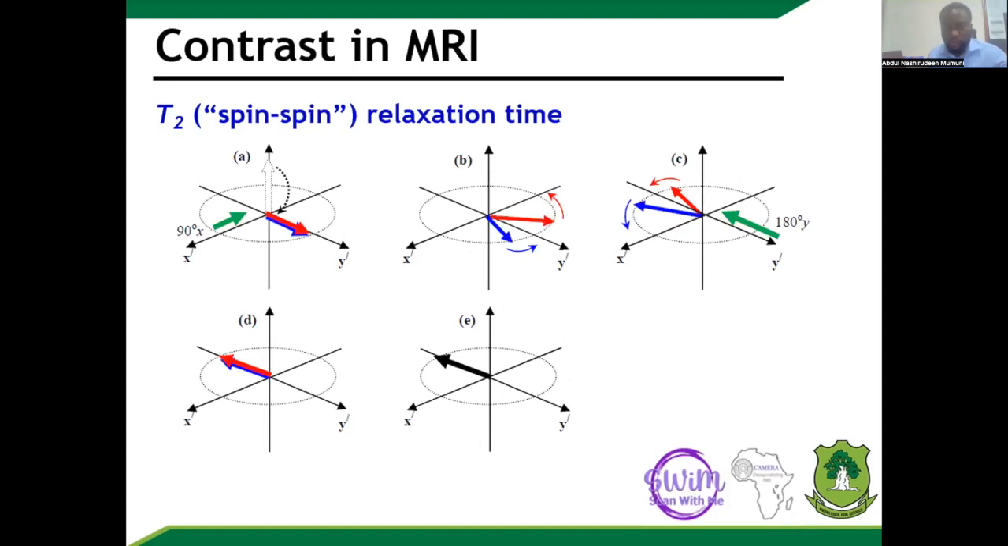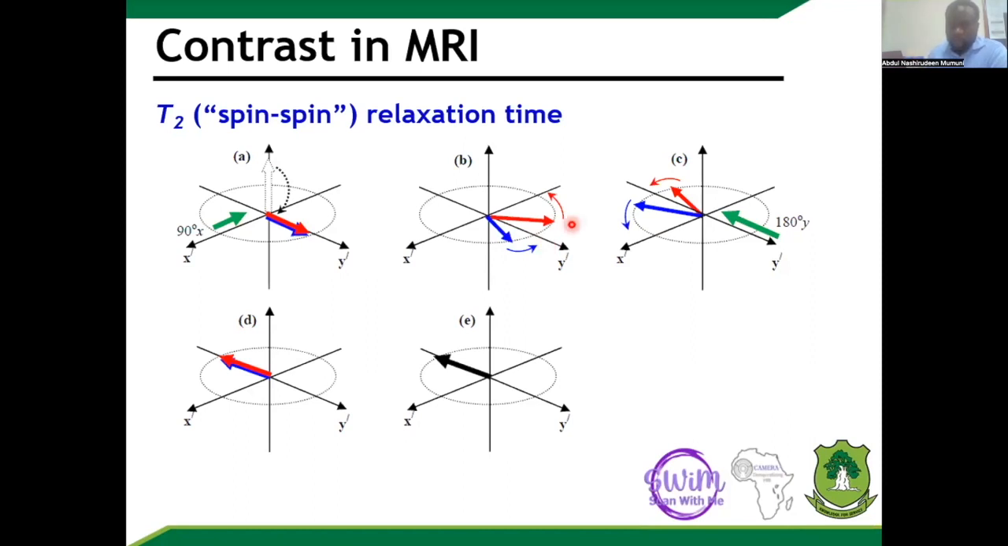First of all, we apply a 90-degree pulse to flip the M0 onto the horizontal and wait for some time T. If the tissue has a very short T2, within a very short time, this is what happens. The spins will begin to dephase, to split. And so the more splitting you get, the lesser or weaker the NMR signal you get.